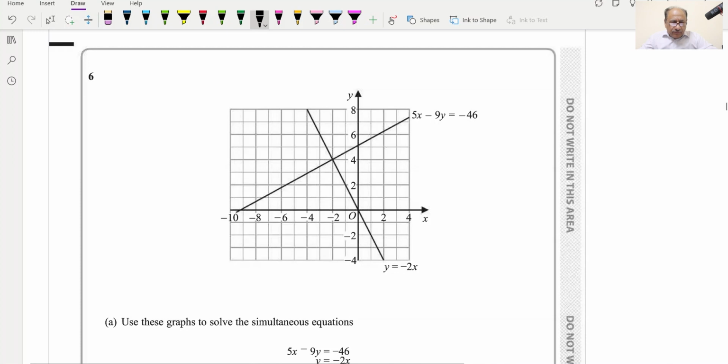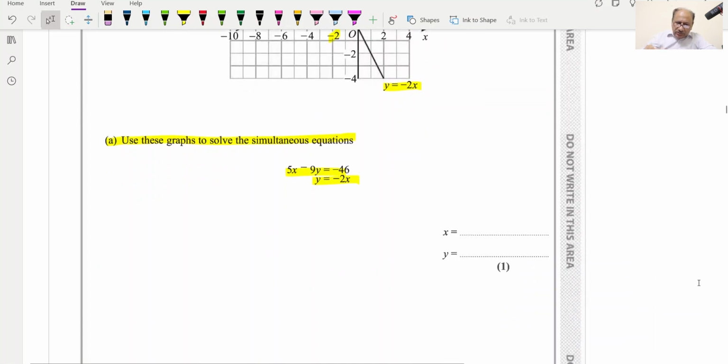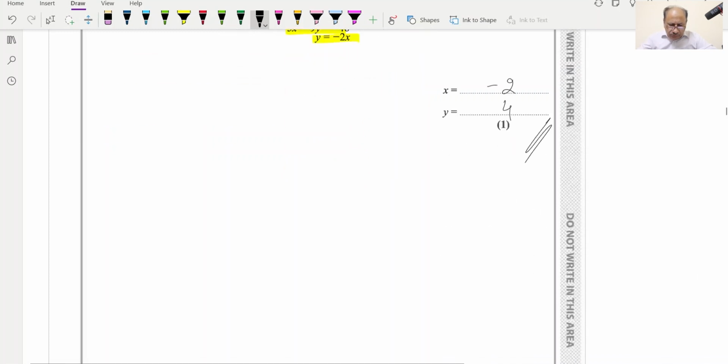Now question number 6. Question 6 says a diagram is provided. Use these graphs to solve the simultaneous equations, and these simultaneous equations are the same as provided over here. So these are straight lines. The point of intersection is this one, and we have to write down the x and y coordinate. If we check, the x coordinate will be -2 and the y coordinate will be 4, so our answer will be -2 and 4. This is the 1 mark part which we have done.